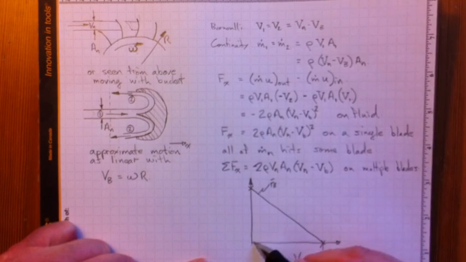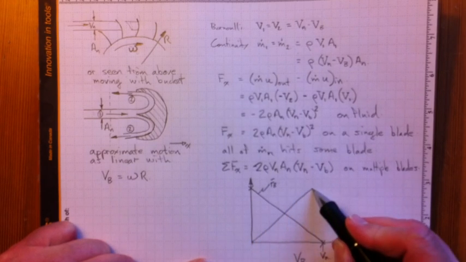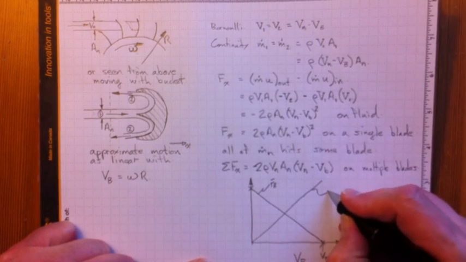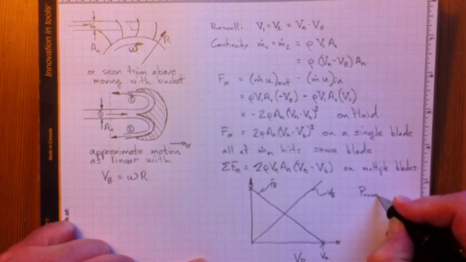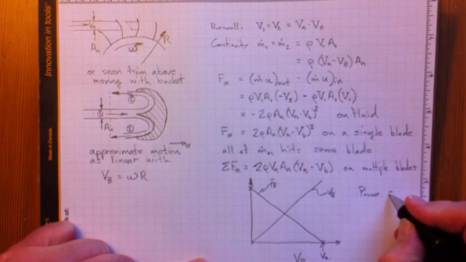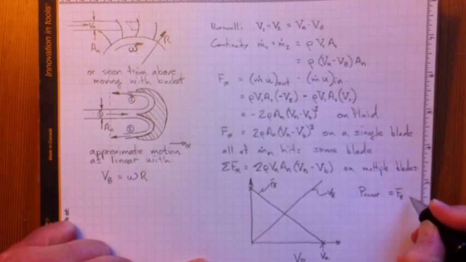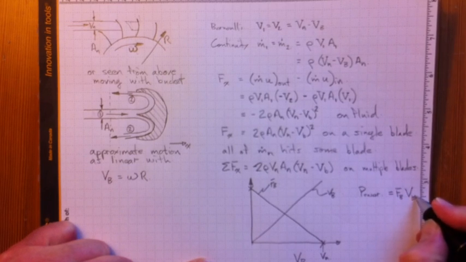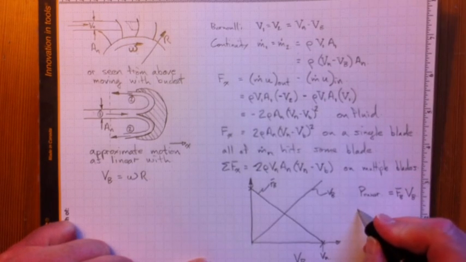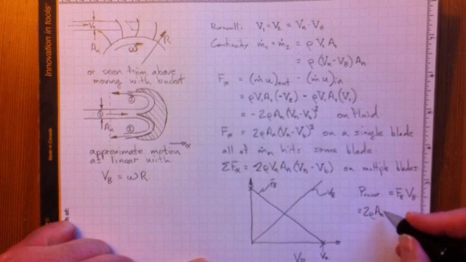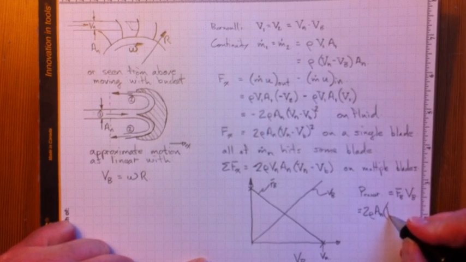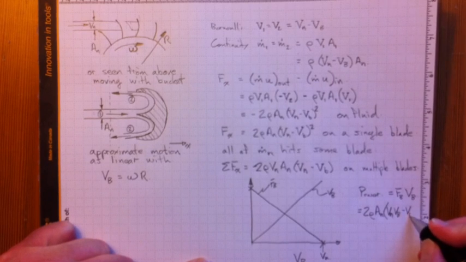At the same time, the blade velocity is going up like that. And the power delivered to the blades is equal to the force acting on the blades times the velocity at which those blades are traveling. That'll be equal to 2 rho A nozzle times V nozzle V blade minus V blade squared.